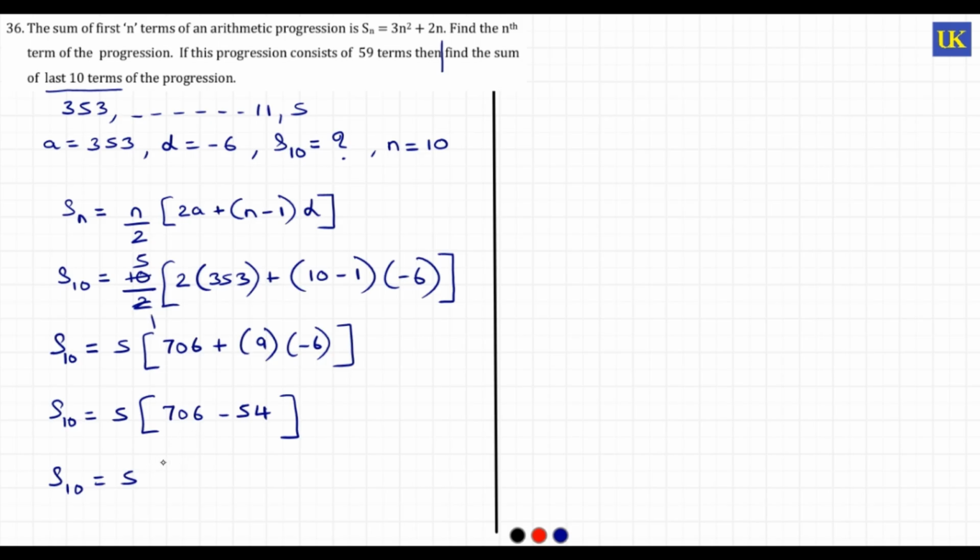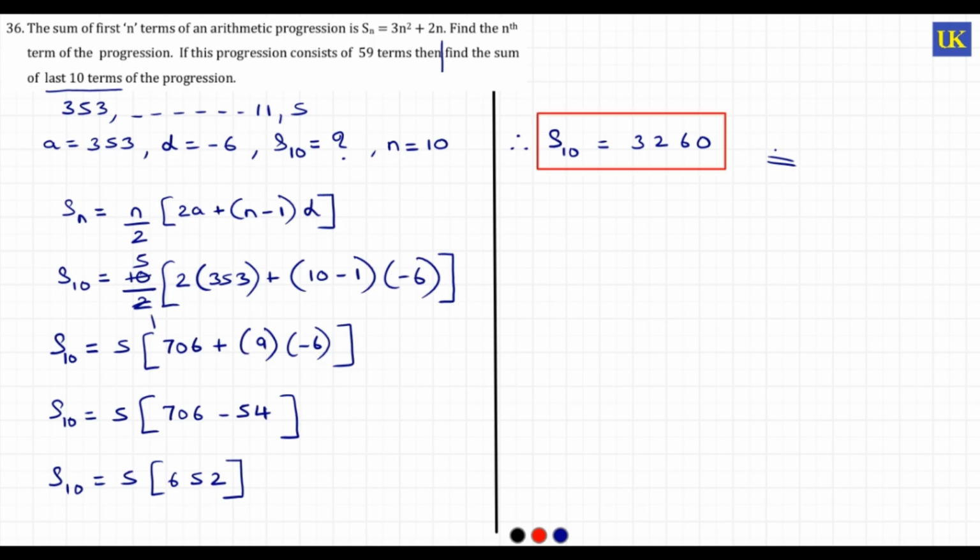Subtract this, we'll get 652. Finally, the value of S10 is 5 into 652, which is 3260. So this is our answer. The sum of the last 10 terms is 3260.